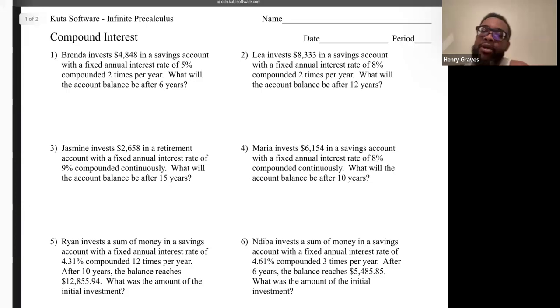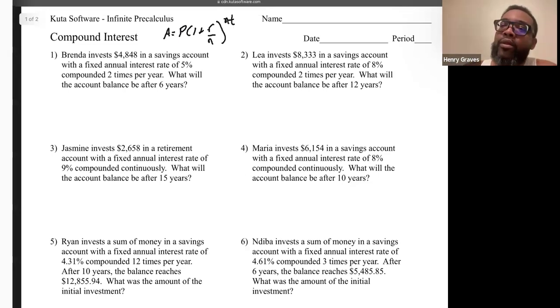The formula that I'm going to use for compound interest, ideally you would use this formula: A is equal to P times parentheses 1 plus R divided by N, raised to the power of N times T. There we go. So that's the one that I would use, right?